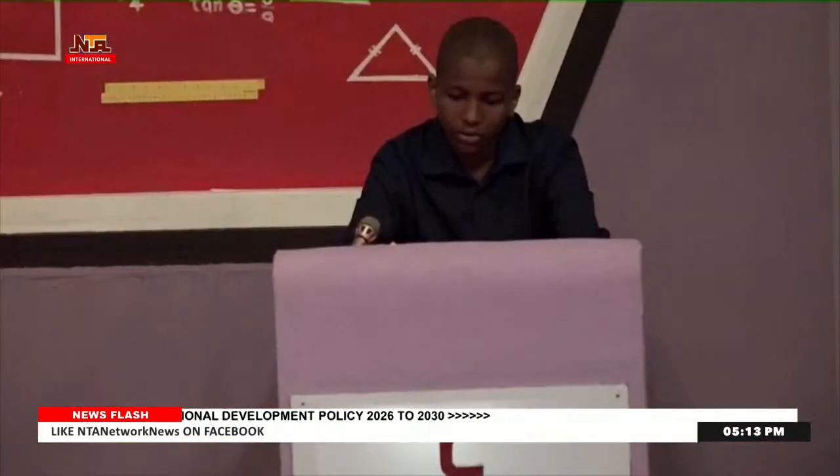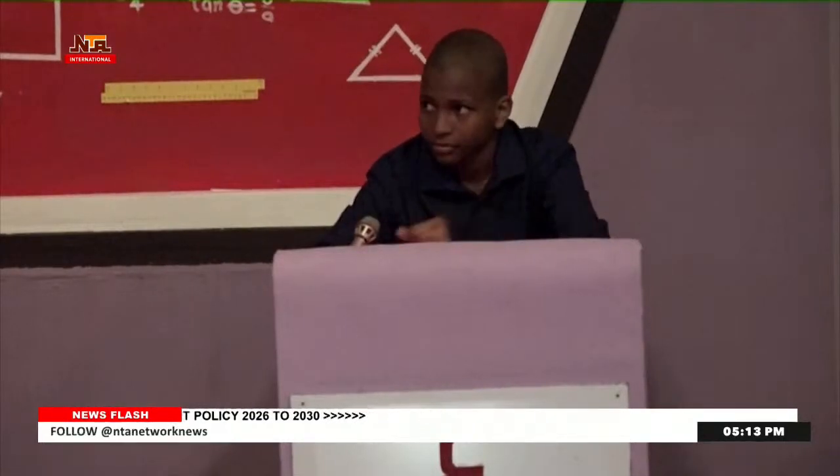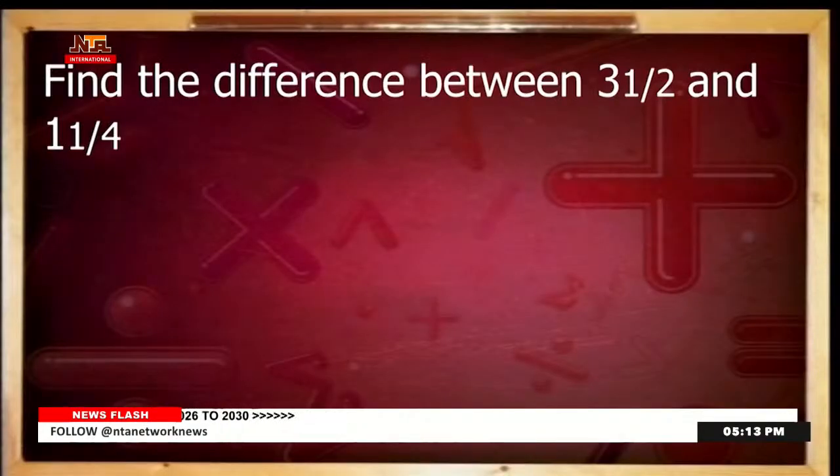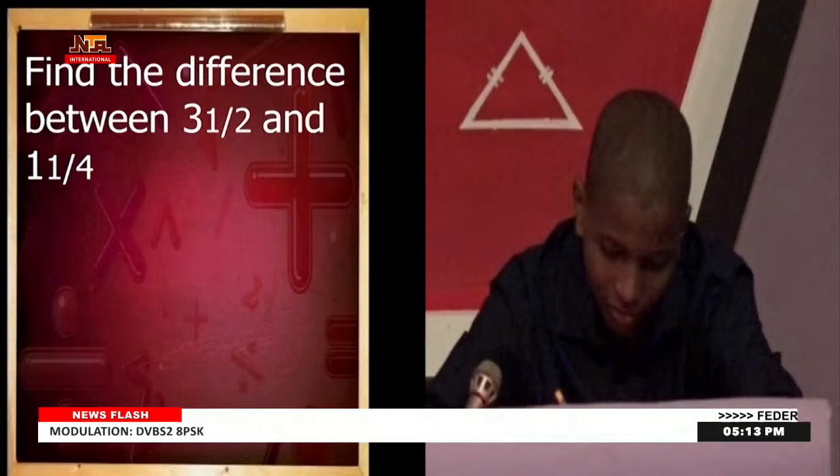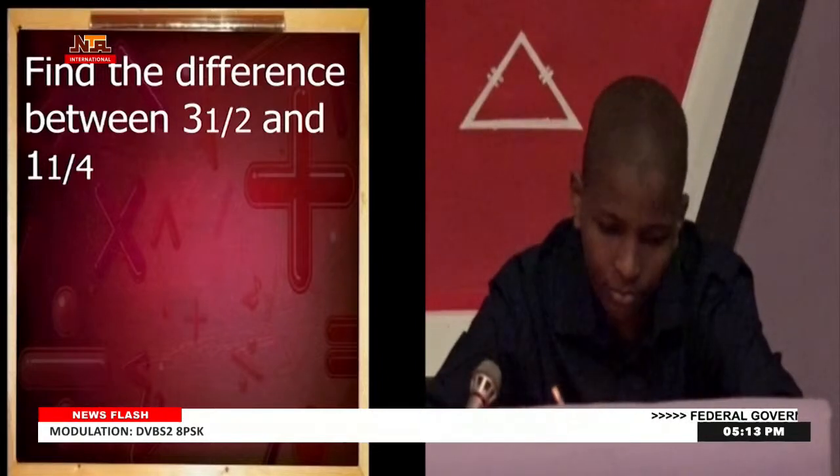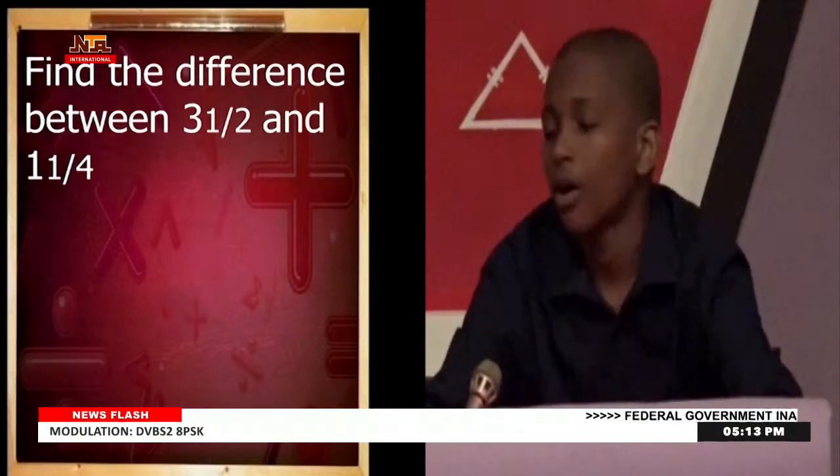Contestant C, your question. Question 2, which is our last question on stage 2. Find the difference between 3 whole number, 1 all over 2, and 1 whole number, 1 all over 4. 2 number 1 over 4. That is correct.